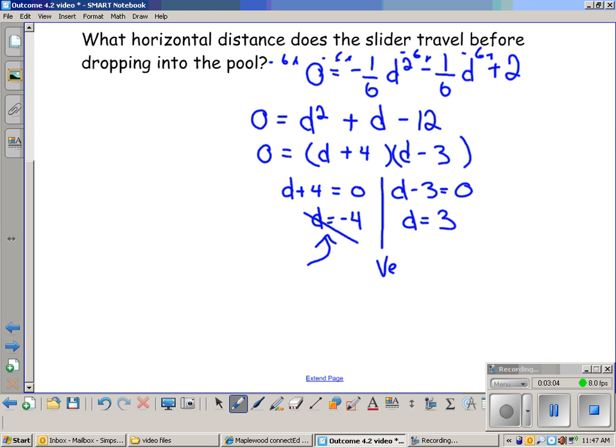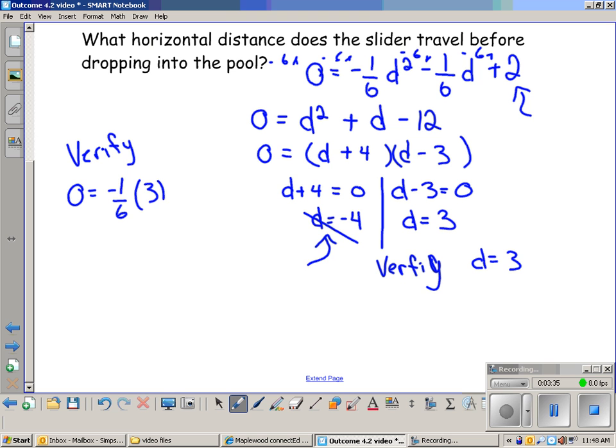I want to verify then that my answer is positive 3. So I'm going to substitute d equals 3 into my equation. Now I would suggest you want to substitute it into this original equation in case you've made a calculation error along the way. So I'm actually going to do that verification over here where I have a little more room. So I'm going to put in 3 for d. So I have 0 equals negative 1/6. Instead of d squared, I have 3 squared minus 1 over 6 times 3 plus 2. This gives me 0 equals negative 1/6 times 9 minus 3 over 6 plus 2.